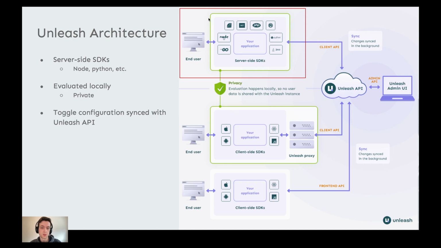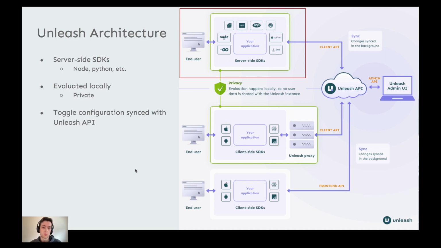Up here at the top, you have your server-side SDKs. That's your Node, Python, .NET, etc. These are run within your own architecture, wherever those SDKs are running, and they will periodically fetch the feature toggle configuration using the client API from the Unleash API. So they'll fetch those feature toggle configurations, store that locally in memory, and then evaluate them whenever they need to, right? So whenever you're requesting a feature toggle, it'll evaluate whether that is needed or not and respond appropriately.